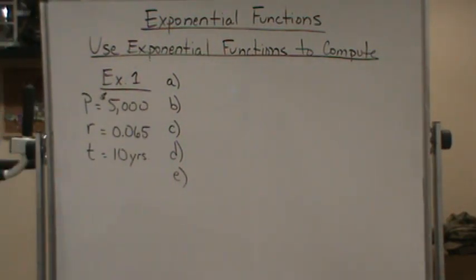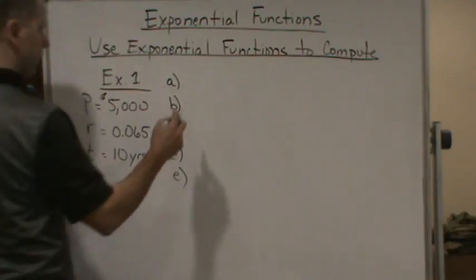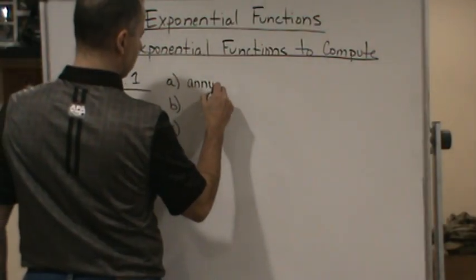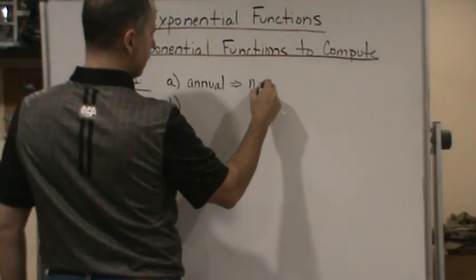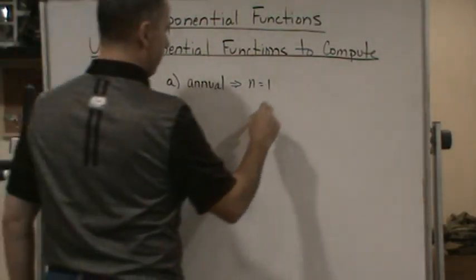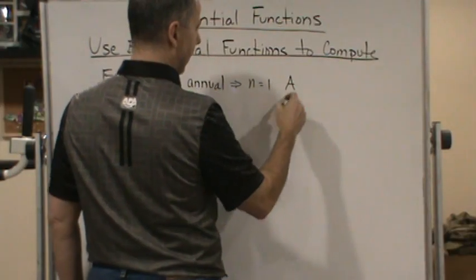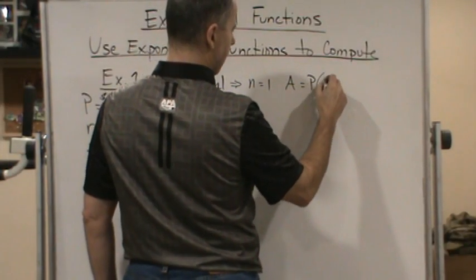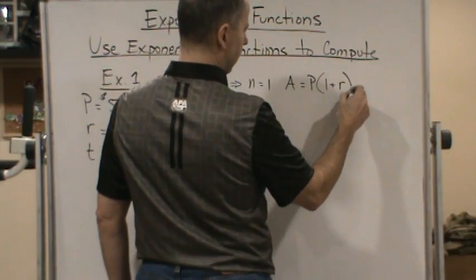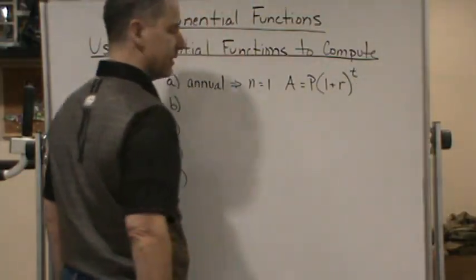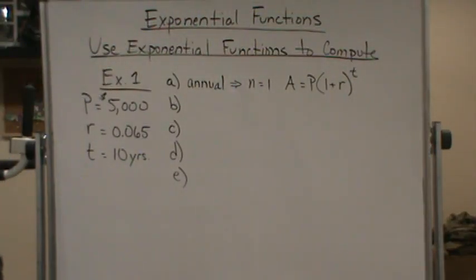And they want to know what would be the accumulated amount under the following compounding options. So the first one, part A, says for annual compounding. That means that n is equal to 1. And so our formula is going to be A equals P times 1 plus r over n, which is 1, so it'll just be r. And since n is 1, it's just going to be t. That's our annual compounding formula that we saw before.